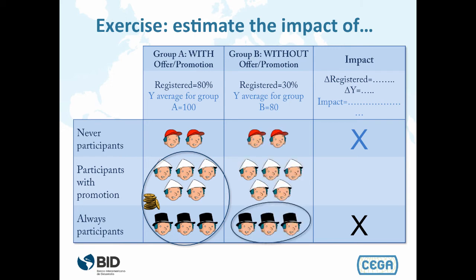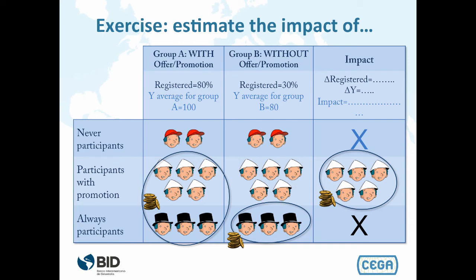Now let's look at the group without promotion. In this case, only the black hats enroll, and so 3 out of 10 enroll for a registration rate of 30%. Here, the average Y, the average consumption, is only 80. That's the average consumption of the red hats, the white hats, and the black hats. Now we want to look at the impact.